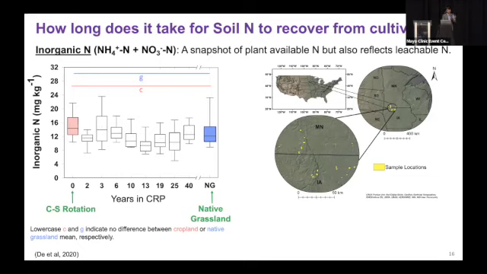These purple or reddish colors, whatever you think about it, are your zero. We designated it because it's the corn-soybean rotation, or the cropland. As we move forward, the cropland has been converted into CRP. We have these different years, like 2 years in CRP, 3 years, 6 years, and so on, up to 40 years. And then we had the native grassland. So what did we see?